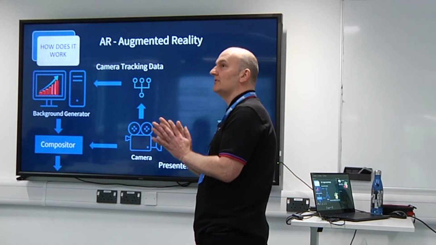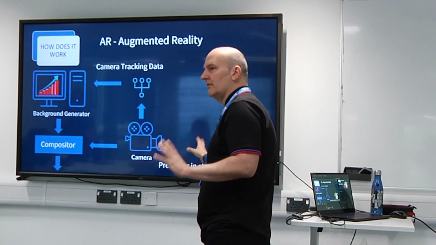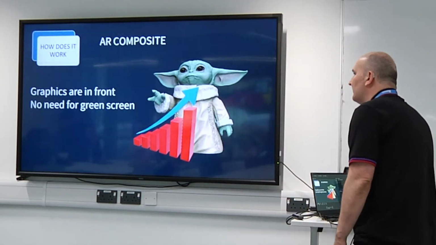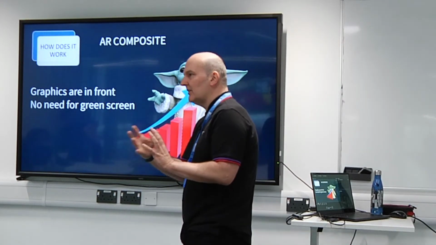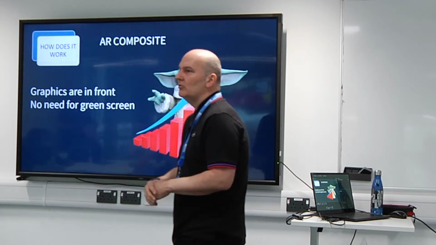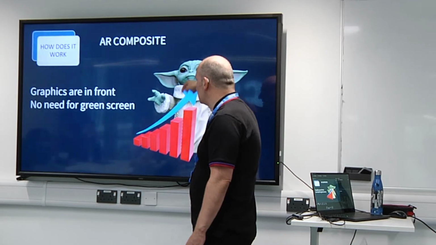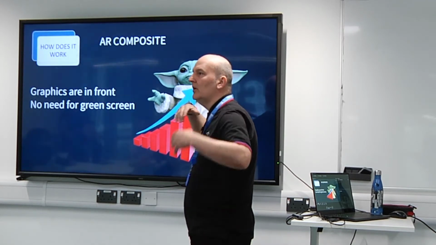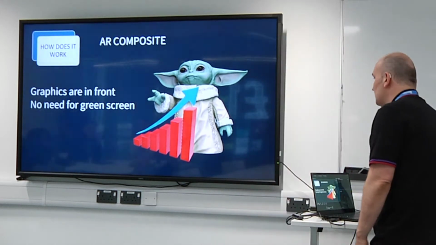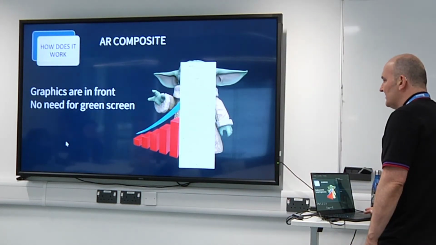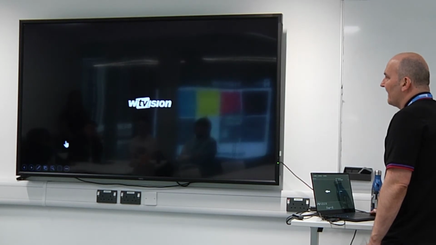Now, there's two different types of keys. So there's a chroma key using color, and then there's a linear key, which is what this does. So now you would have Baby Yoda with a graphic in front of them, and AR graphics are generally always in front. There are some tricks, but generally you will always see that the presenter will be behind the graphic, or the audience or the shot will show that it's behind. But now you've got no need for green screen, and now you can do stuff like this.